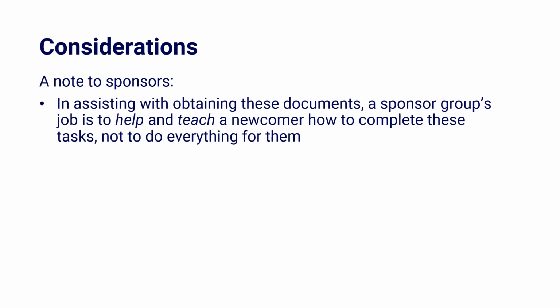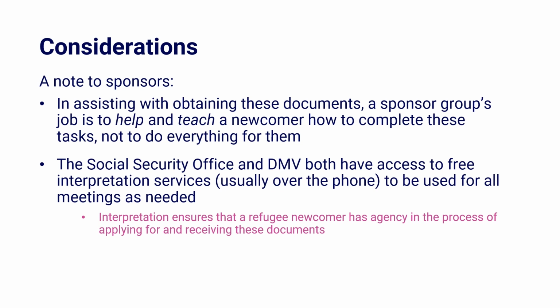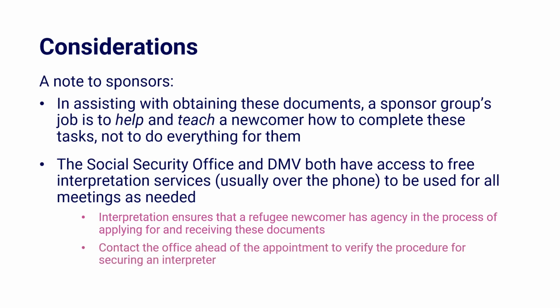Both the Social Security Office and the DMV have access to free interpretation services, usually over the phone, to be used for any meetings with newcomers who are not fluent in English. This will support the newcomer to have agency as a participant in the process and to ask questions as needed. Be sure to contact the relevant office ahead of the appointment time to verify the procedure for securing an interpreter.